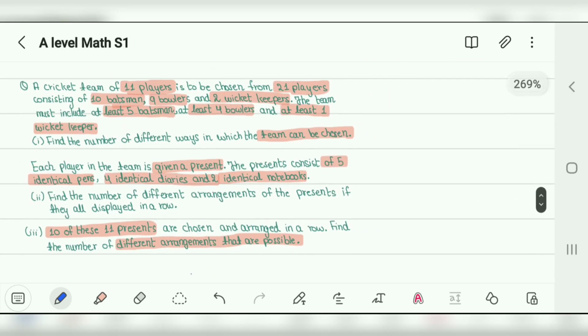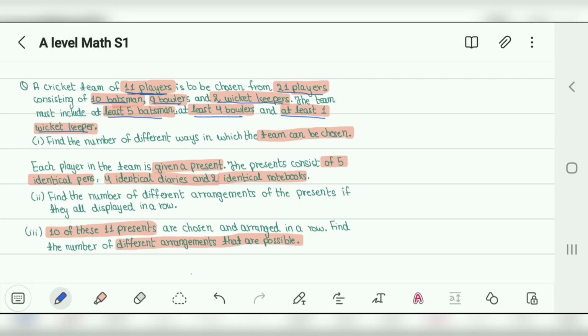A cricket team of 11 players is to be chosen from 21 players, consisting of 10 batsmen, 9 bowlers, 2 wicket keepers. The team must include at least 5 batsmen, at least 4 bowlers, and at least 1 wicket keeper. Find the number of different ways in which the team can be chosen.